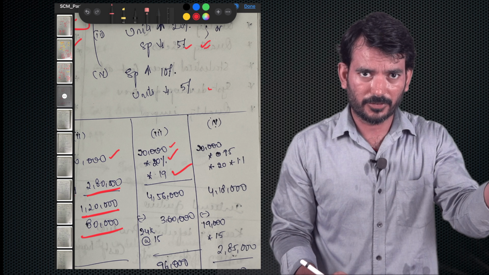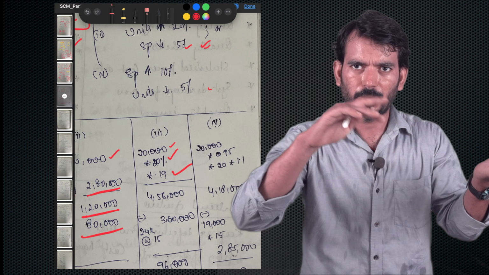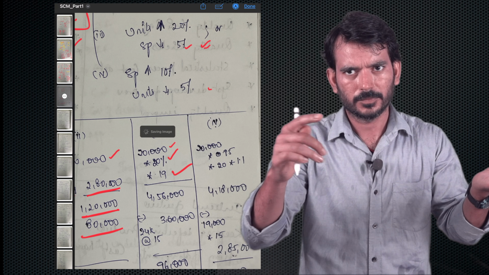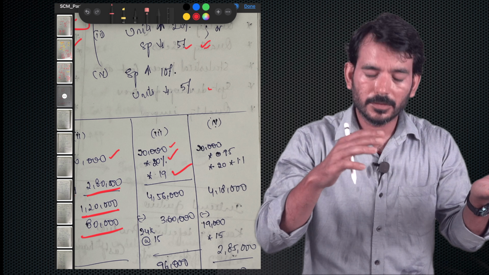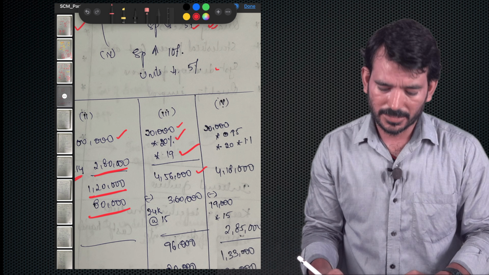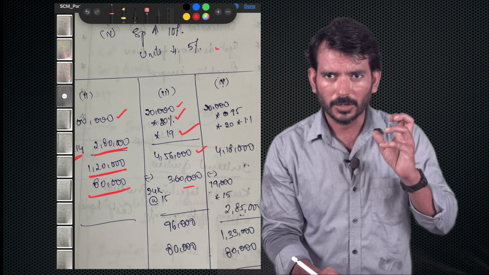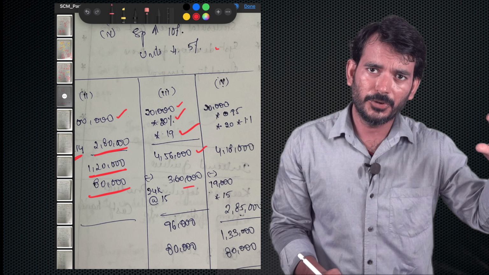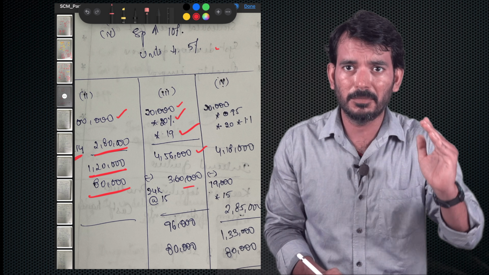Existing quantity, the existing volume of units, there is an increase in the volume of 20%, so multiplied by 1.2. Okay, and what will be the selling price? 19. Selling price 19, so multiplied by 19. So you are getting the revised sales, minus variable cost. Here a little bit of focus is required. Existing units are 20,000, so there is an increase in the volume by 20%, so it is becoming 24,000.